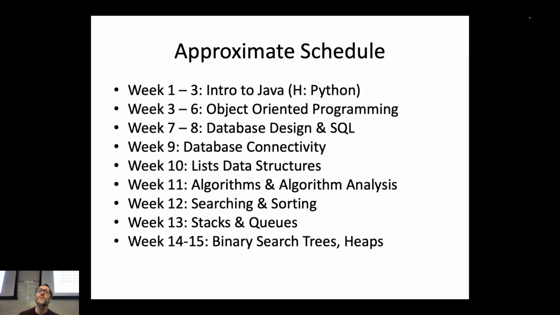Then we're going to get into object-oriented programming in the next 3 weeks in the context of Java. Then we'll move our attention to databases and database design, SQL, structured query language, and database connectivity. So you'll learn another programming language, SQL. Right? And then we'll go into data structures and algorithms in the last third of the course. List data structures, algorithms, algorithm analysis, searching and sorting, a quick review of that, stacks and queues, binary search trees, and heaps at the end.